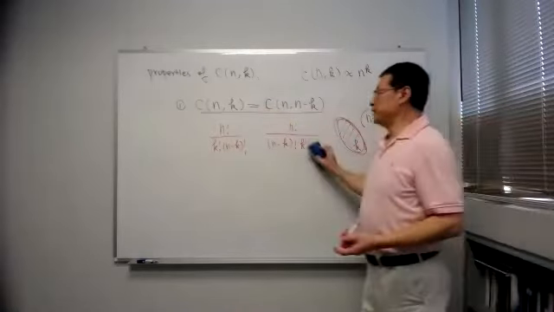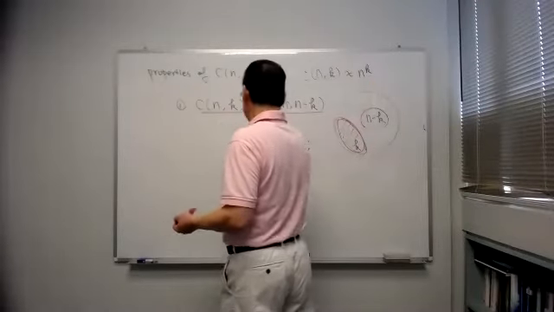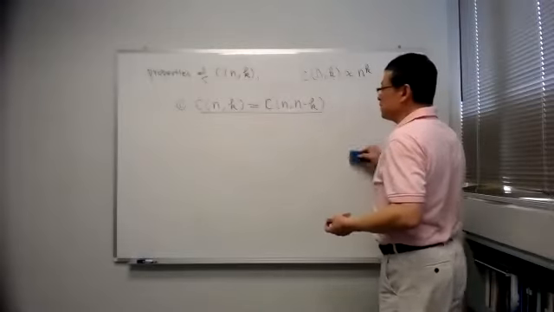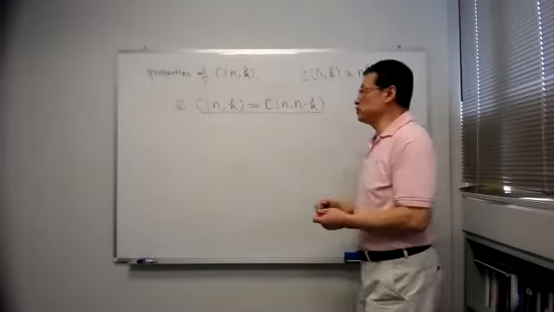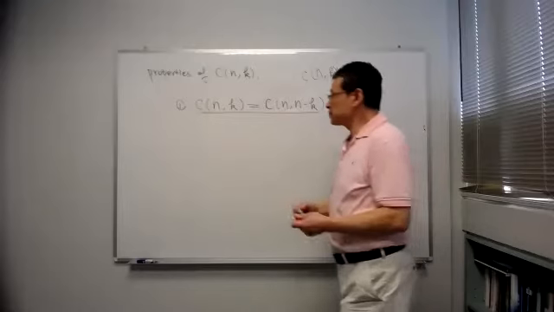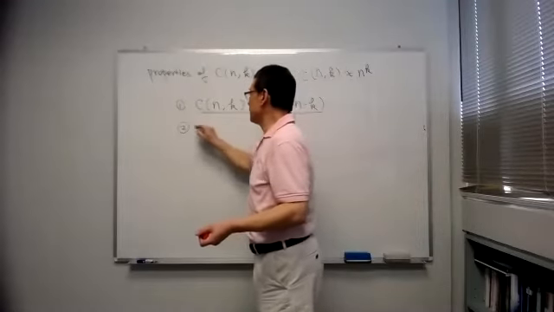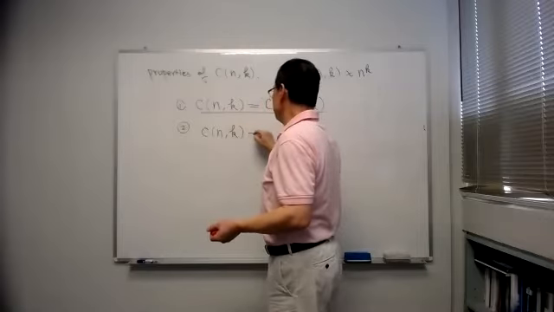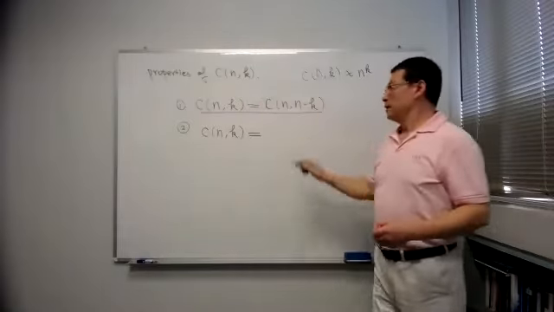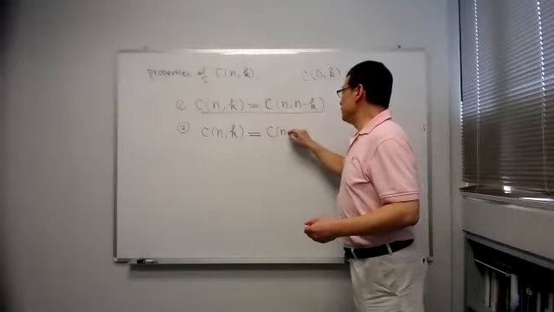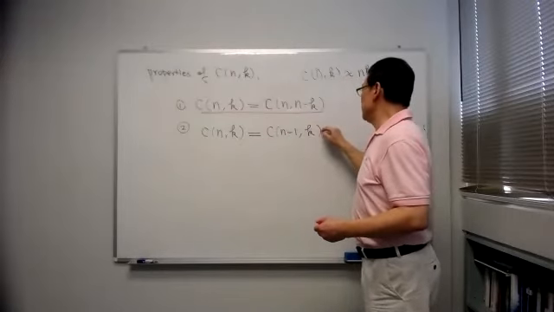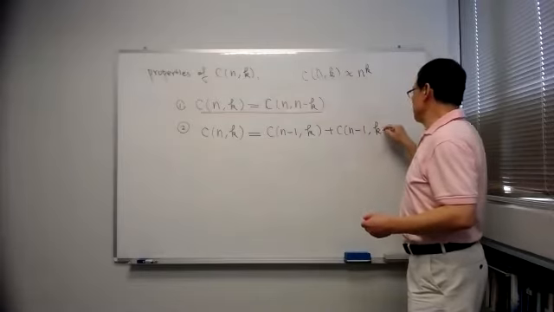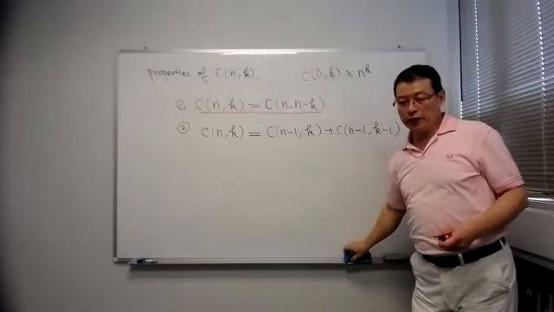And the second one is the recurrence relation for this number. I think I mentioned it earlier. The recurrence relation for C(n,k): C(n-1,k-1) plus C(n-1,k). We have the following recurrence relation.